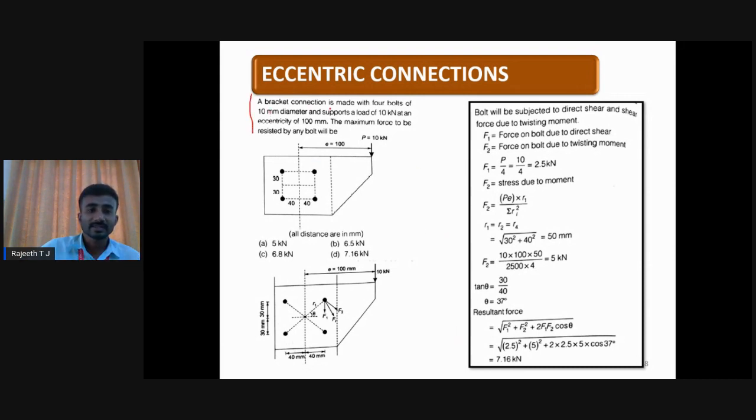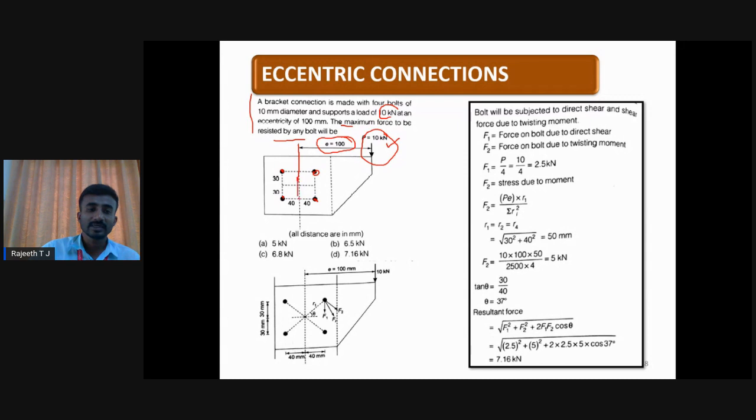A bracket connection is made of 4 bolts of 10 mm diameter and supports a load of 10 kilonewton at an eccentricity of 100 mm. Here is your bracket load of 10 kilonewton, which has an eccentricity from the center of the column, that is 100 mm. The question here is the maximum force to be resisted by the bolt. Here they have given the pattern like this. There are 4 bolts, 1, 2, 3, 4.